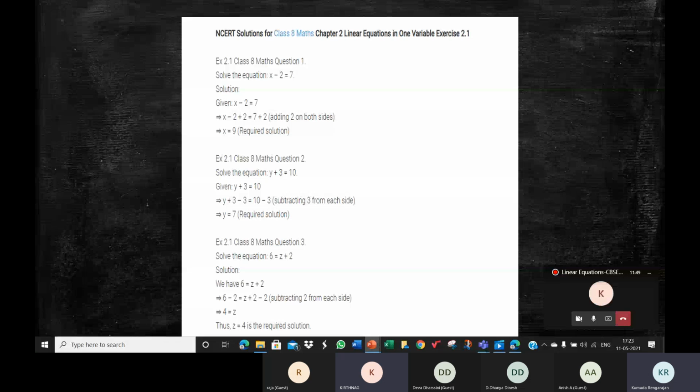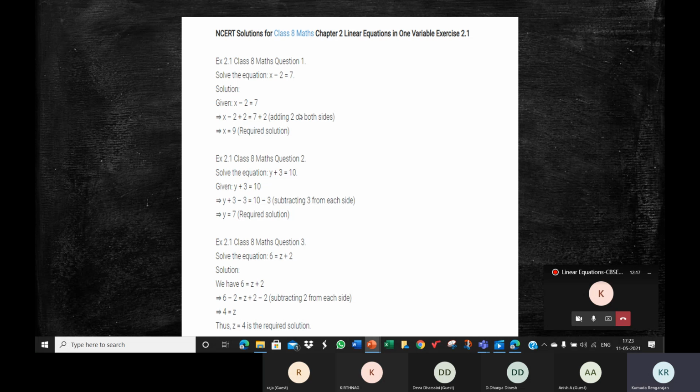All right. So today let's learn how to solve a linear equation in one variable x. See the first one. So this is exercise 2.1 from your NCERT maths textbook. Look at this equation. x minus 2 is equal to 7. How do we solve this?